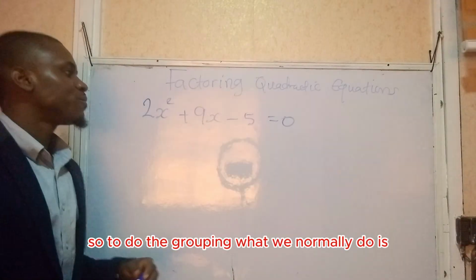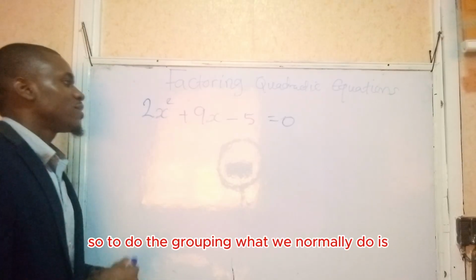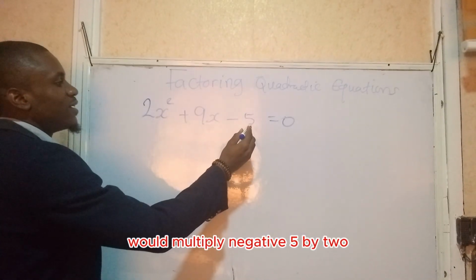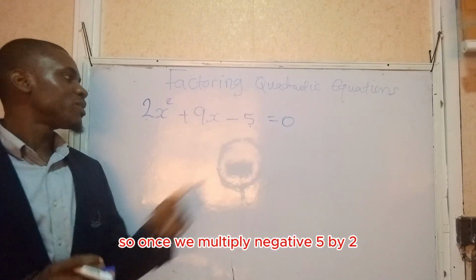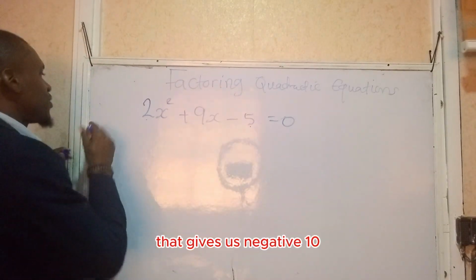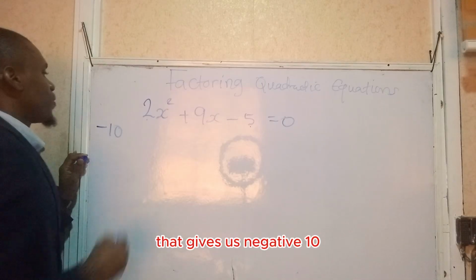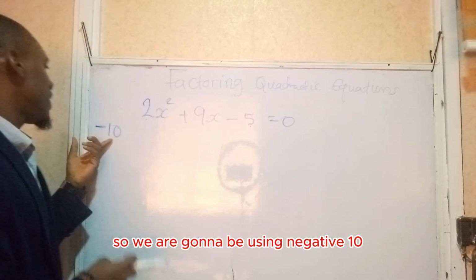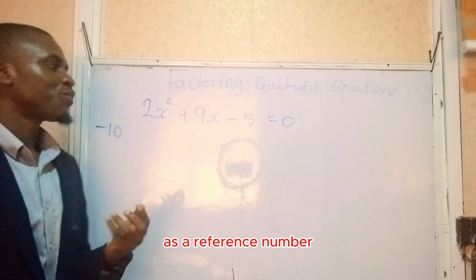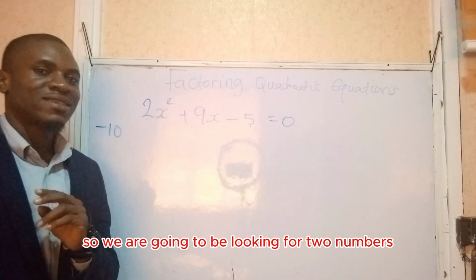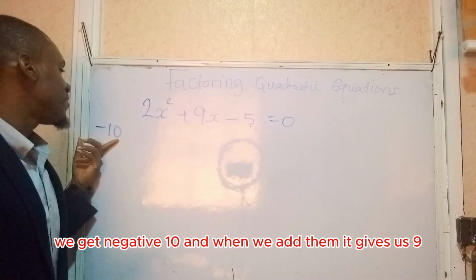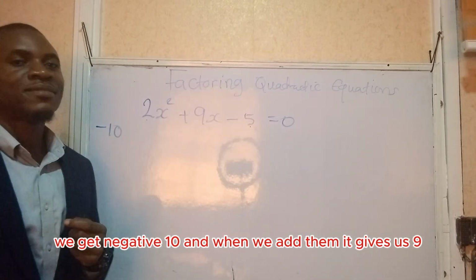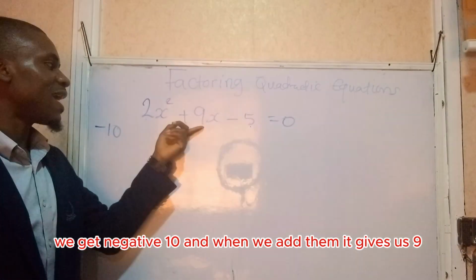To do the grouping, what we normally do is we multiply negative 5 by 2. Once we multiply negative 5 by 2, that gives us negative 10. So we are going to be using negative 10 as a reference number. We are looking for two numbers such that when we multiply them, we get negative 10, and when we add them, it gives us 9.